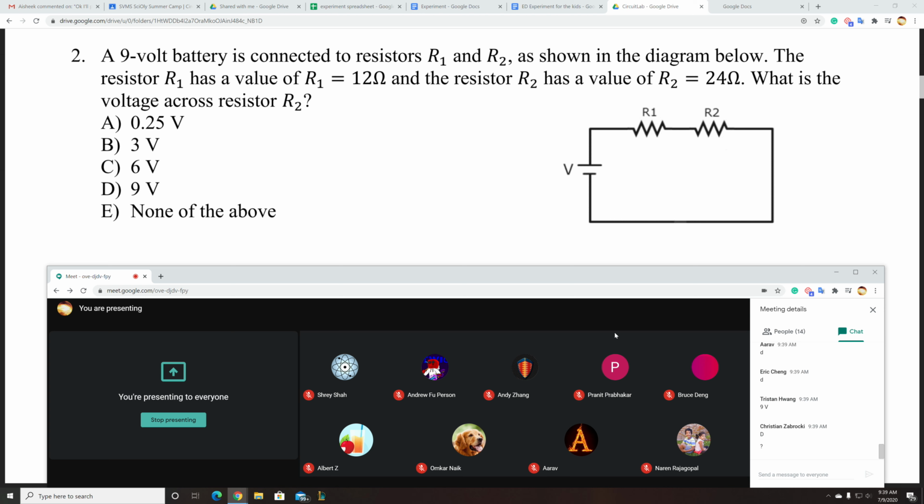What are you guys thinking? I don't know. Now I get it. Everyone's just copying someone else's answer. This is not good tactics. Copying someone else's answer isn't going to help you.